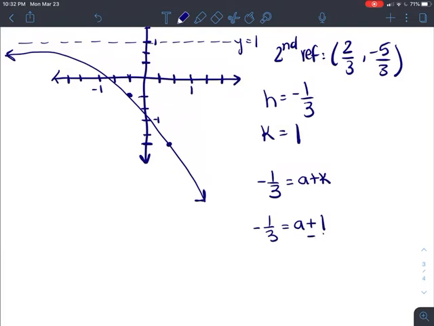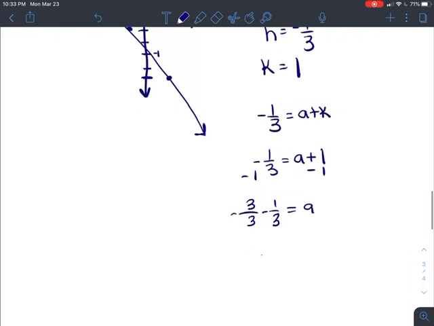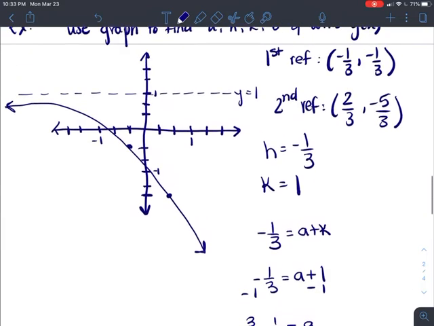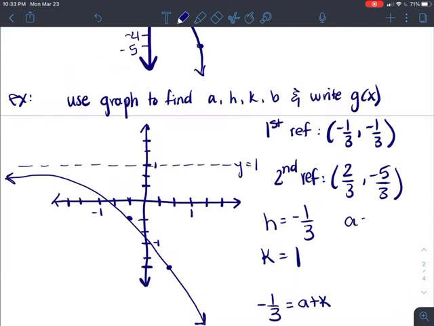So I'm going to subtract 1, subtract 1. And when I'm subtracting fractions, remember I have to make the denominators equal. So I will do 3/3 minus 1/3 equals a. So a equals negative 4/3. Okay, so I'll put that up here. Negative 4/3. And then it wants me to find b.